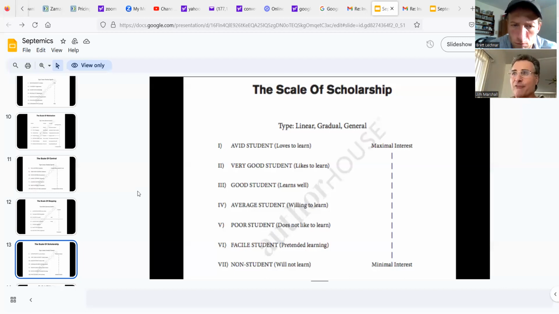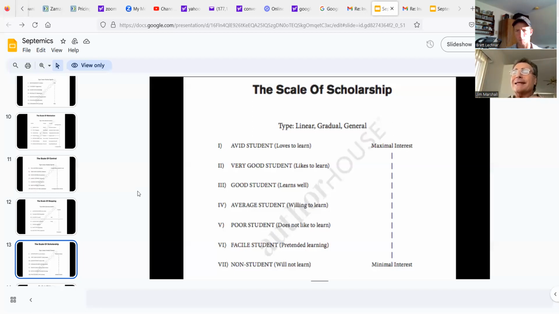Then up from that, we get to the average student. The average student is willing to learn. You know, oh, okay, you're going to teach me geometry? Okay, good, show me. See, he's willing to learn. He'll pass the course. He's not a phony. He's actually going to learn something. Then up from that is what we call the good student. The good student learns well. This is the type of guy, he does his homework assignments, okay? He hands in his papers on time. He learns well. You tell him something and he will say, oh, I see. He's a good student.